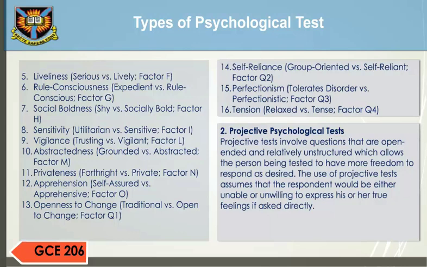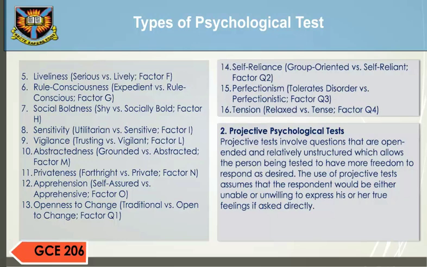9. Vigilance, trusting versus vigilant, factor L. 10. Abstractedness, grounded versus abstracted, factor M. 11. Privateness, forthright versus private, factor N. 12. Apprehension, self-assured versus apprehensive, factor O.